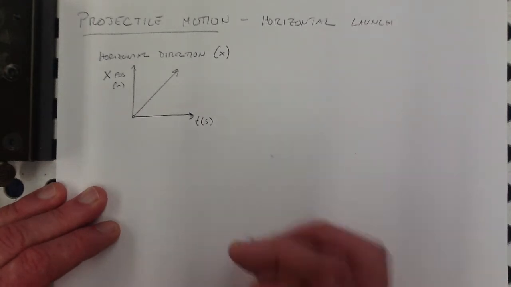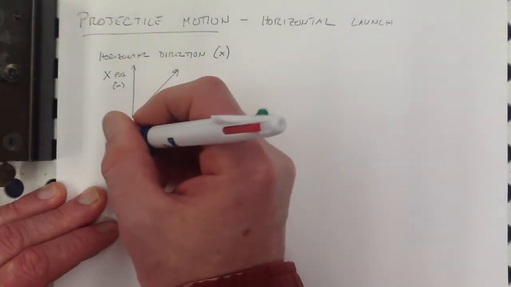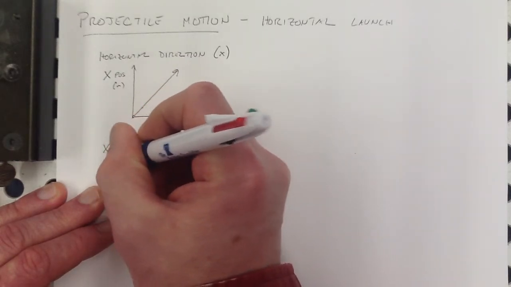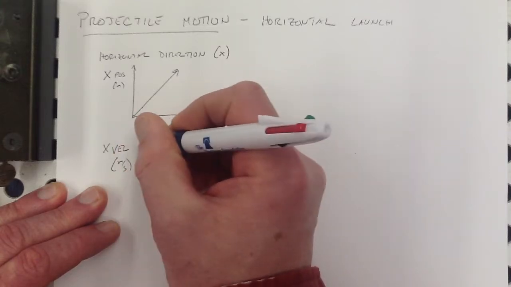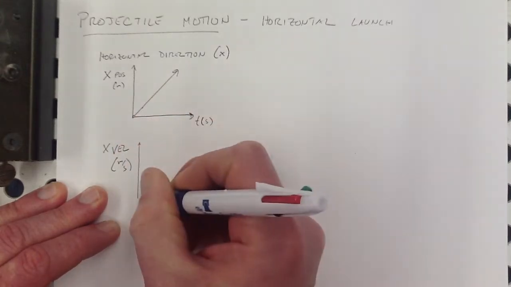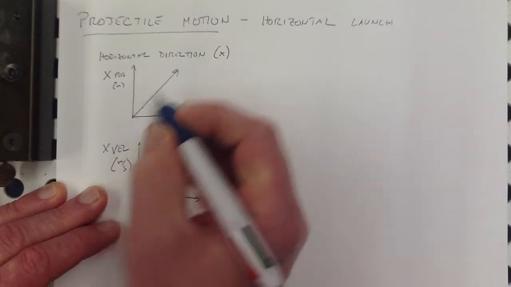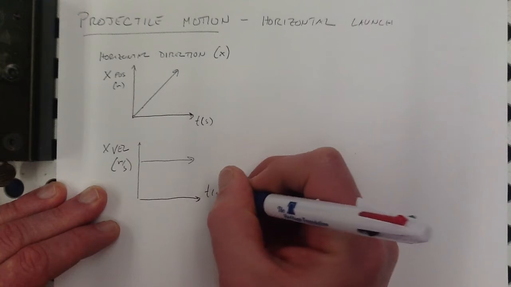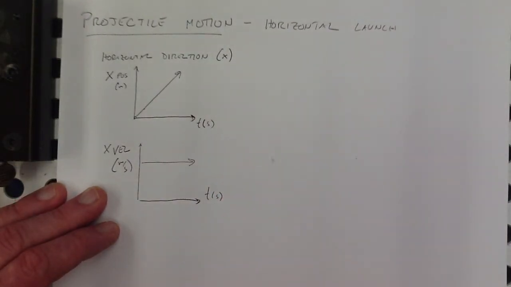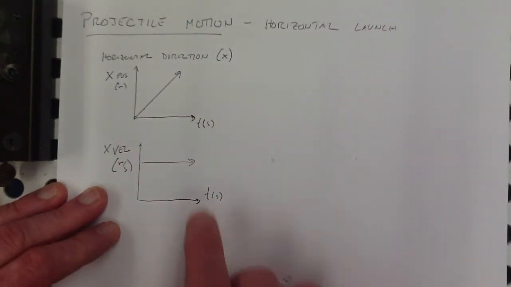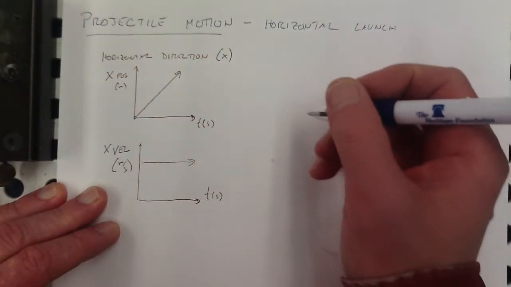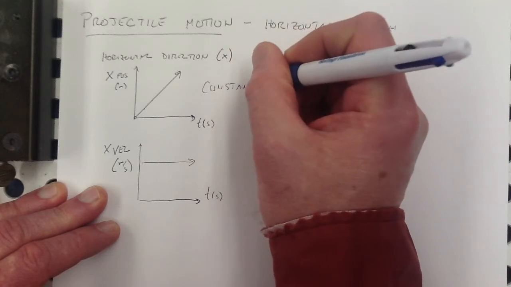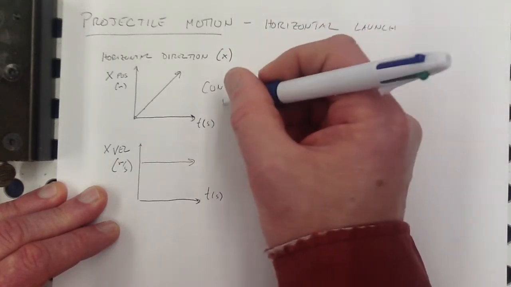What does that mean? Well, it means that if position versus time is a straight line, then that means x velocity is constant. Right? So in the horizontal direction, we have constant velocity. And we know how to do that. That's back to Unit 2.